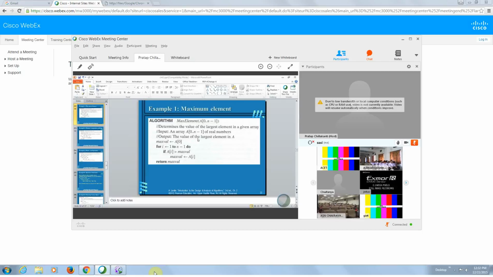So here is an algorithm: maximum element of A[0..n-1]. Determine the value of the largest element in a given array. So you have n numbers. The output is the value of the largest element in A. So there's a way of calculating that. He shows the algorithm there, pretty straightforward. Even a high school kid can do that.